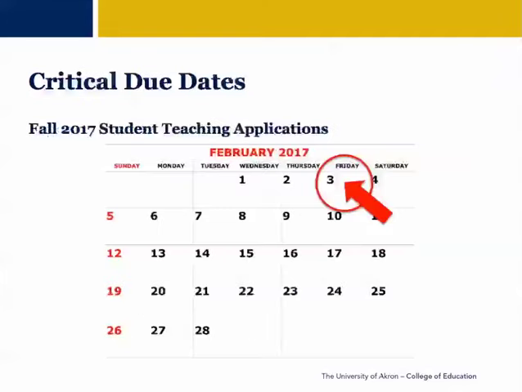So some critical dates coming up. February 3rd, 2017 is the last day to apply online for student teaching. We won't take late applications. You need to get that information in.